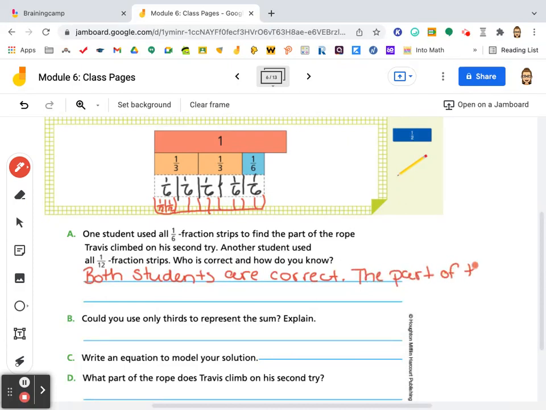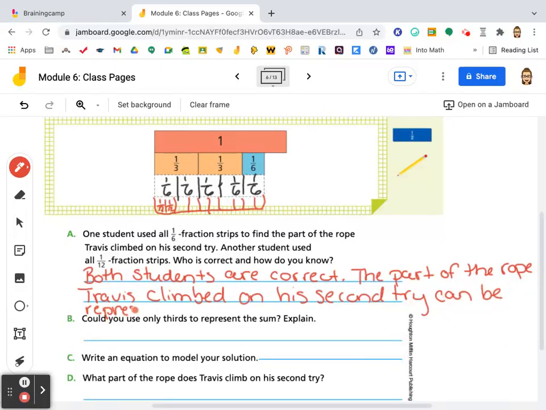The part of the rope Travis climbed on his second try can be represented by 5 1/6 fraction strips or 10 1/12 fraction strips.